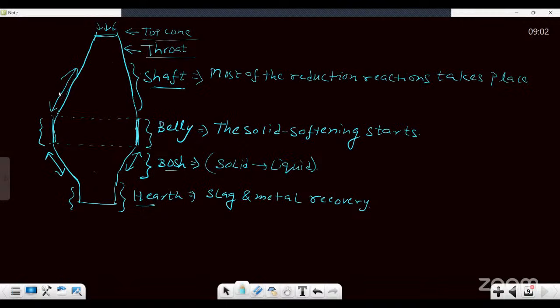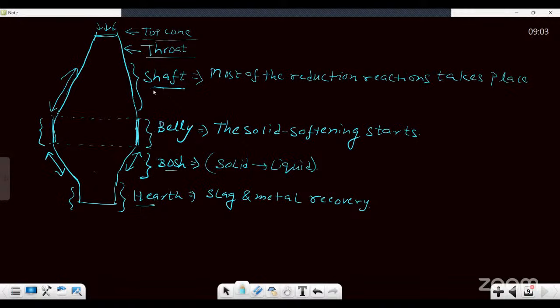You should know the names of these regions, like shaft, belly, Bosch, hearth. You should know their sequence. If we are coming from the top to the bottom, first is the top cone, then the throat, followed by the shaft, then comes the belly, then Bosch, and at the very bottom comes the hearth. So this is the sequence. You should remember the sequence, and obviously the shape of the blast furnace, how it is.